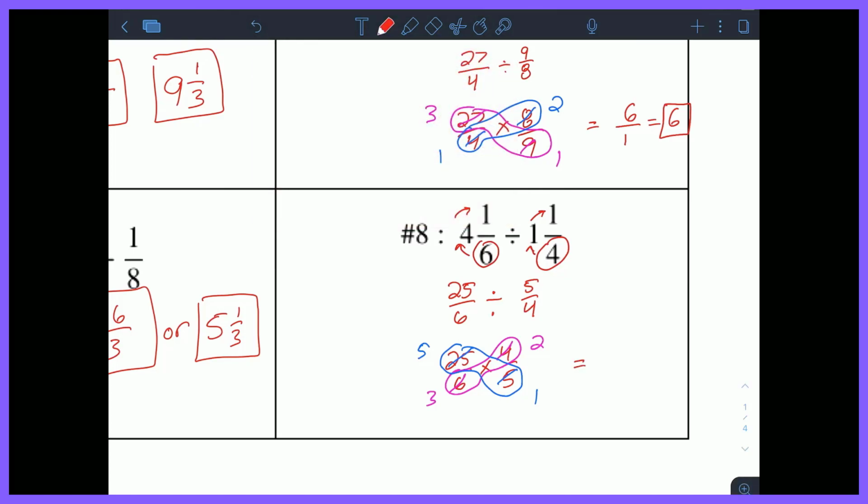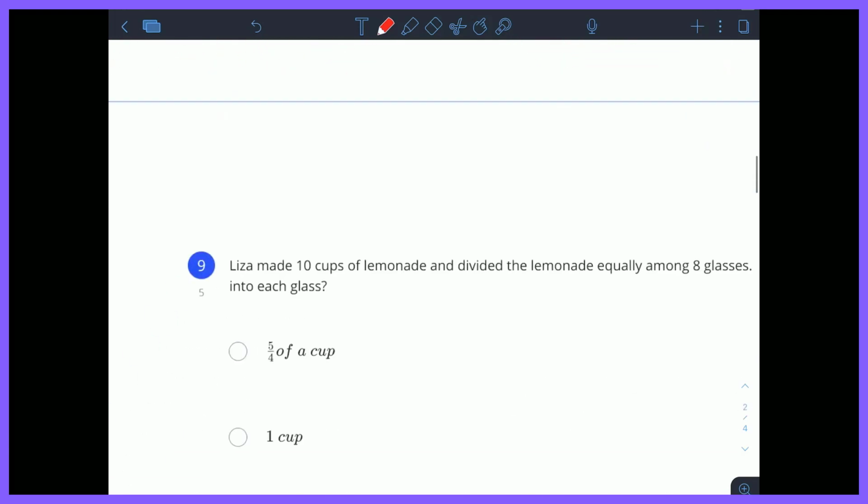5 times 2 makes 10. 3 times 1 is 3. So 10 thirds is the final answer. Or 3 and 1/3 if you convert to a mixed number. Again, either one of those is okay. All right, we're moving on to the next problem here.